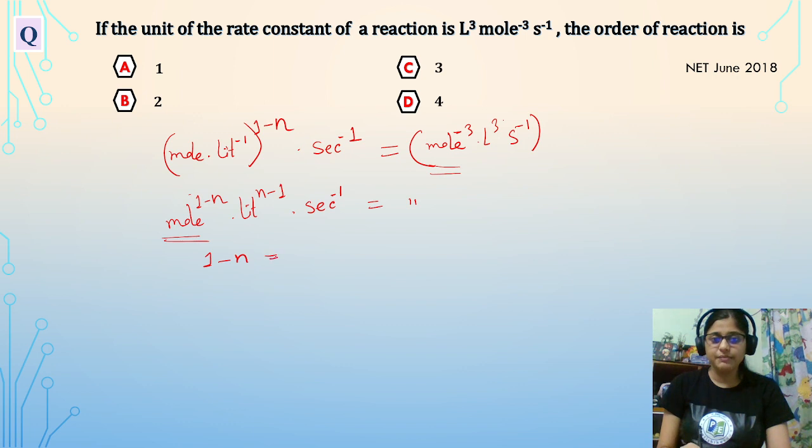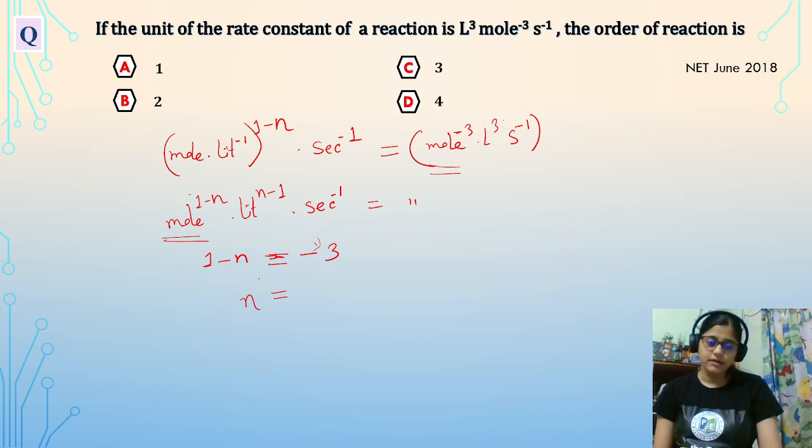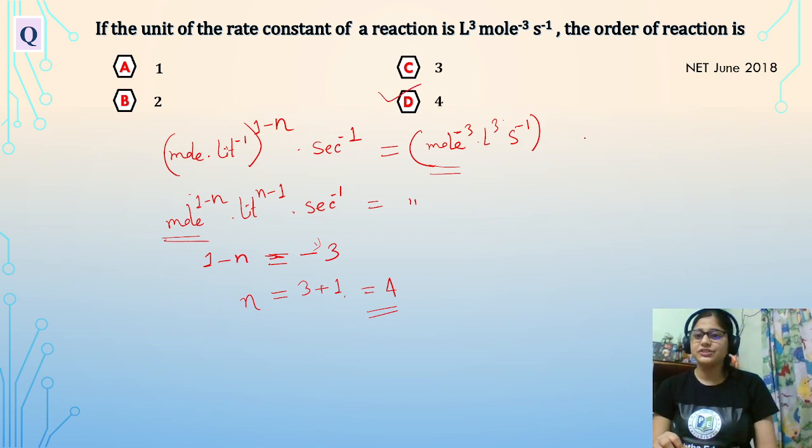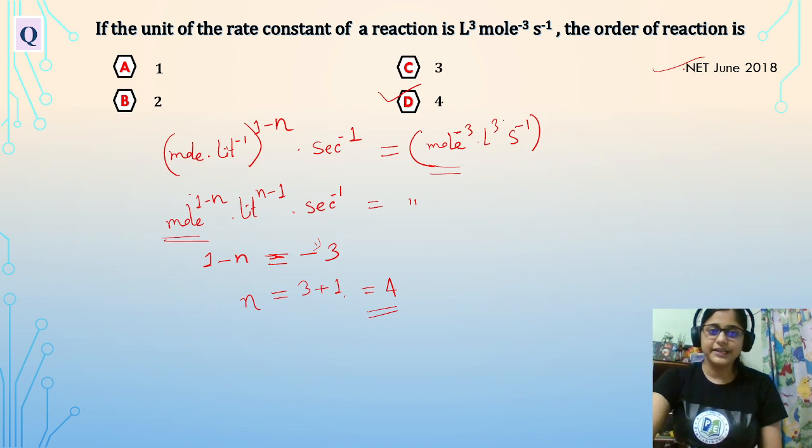1 minus n will be equal to minus 3, right? So n will be, if we take n to this side, 3 plus 1, I think. Yes, so it will be 4. Clear? So the order of reaction will be 4 here. This will be the answer. Okay, this is a previous year question of NET June 2018.